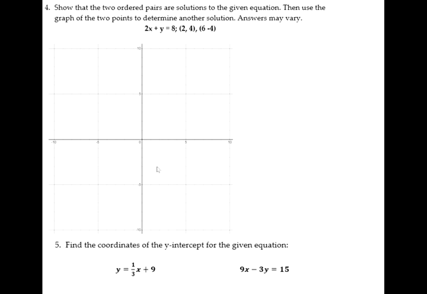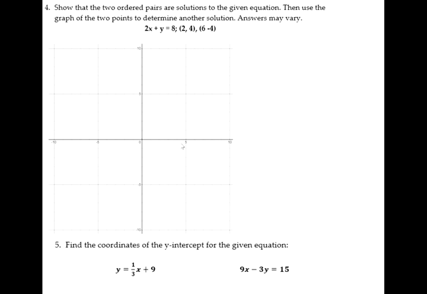Okay, I'm going to pick up in this video right where the last one left off with number 4 on the worksheet. So for number 4, show that two ordered pairs are solutions to the given equation. Okay, so that's step 1. And then once we do that, we'll use the graph of the 2 points to determine another solution.